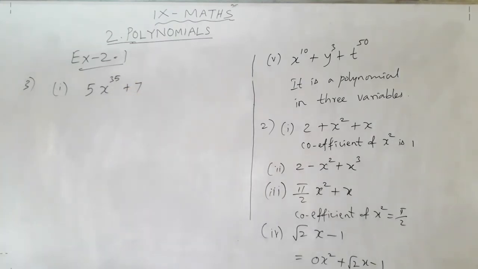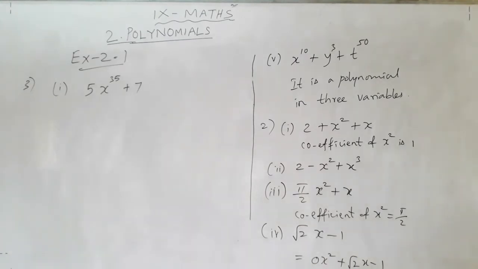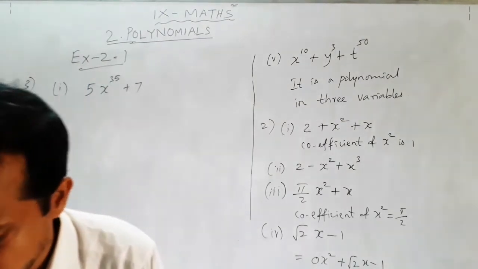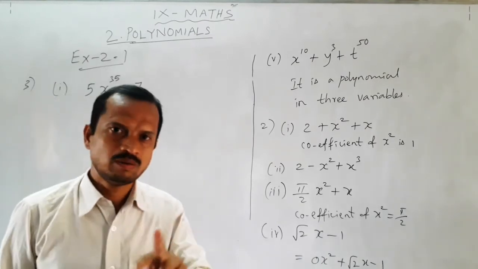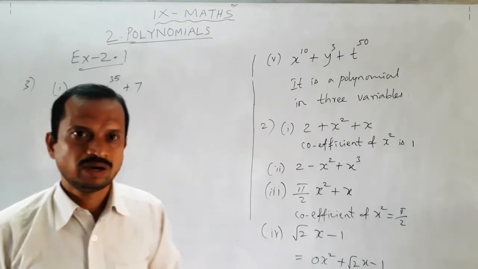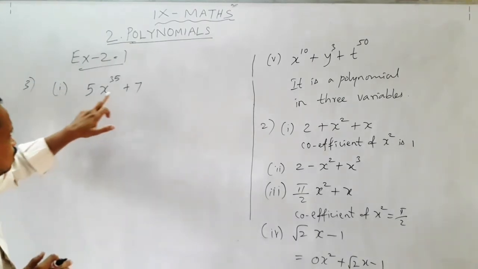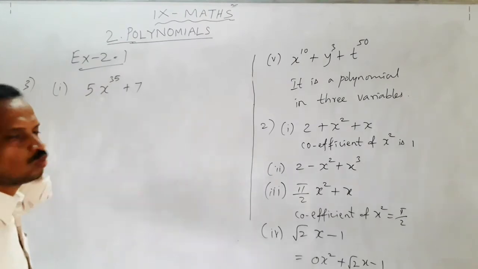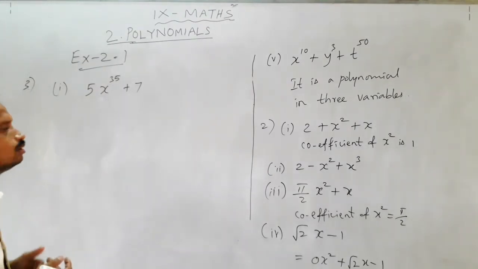Clear? So the degree should be 35, but what does binomial mean? Two terms. So you have to focus on the number of terms and also the degree. Here the binomial is asked, so binomial means two terms, but the degree also has to be 35. So you have to keep that in mind. So two terms, and x is the variable whose highest power, that is the degree, is 35. This is one example. Clear? Any such examples you can give.